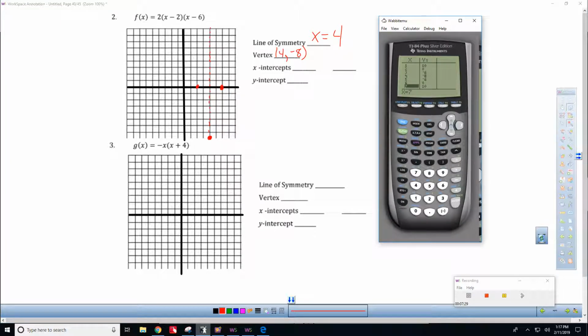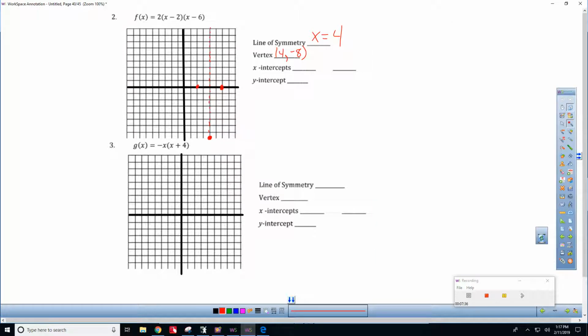You get 3, negative 6, and 5, negative 6. So 3, negative 6, 5, negative 6. It's a parabola. The x-intercepts are 2, 0, and 6, 0.